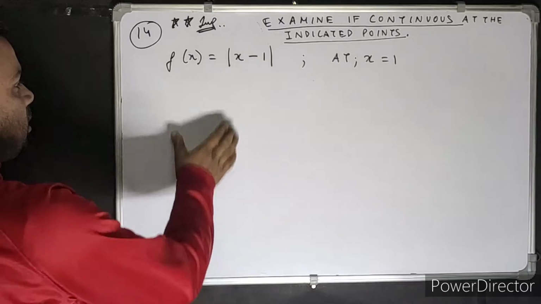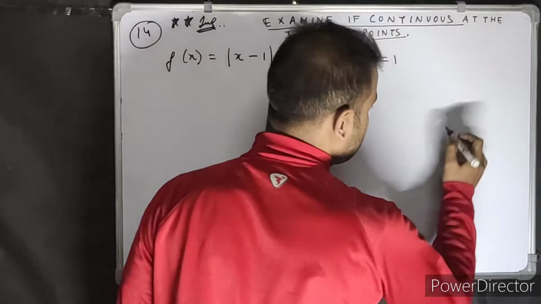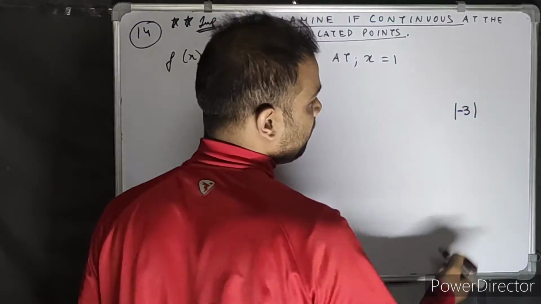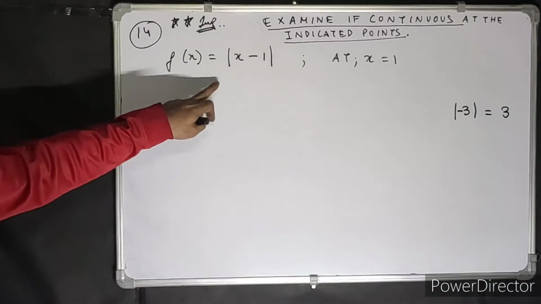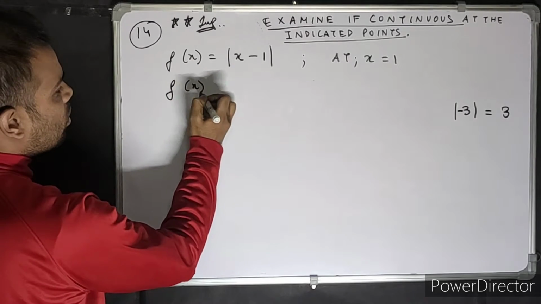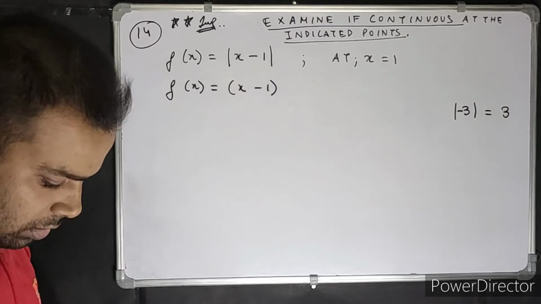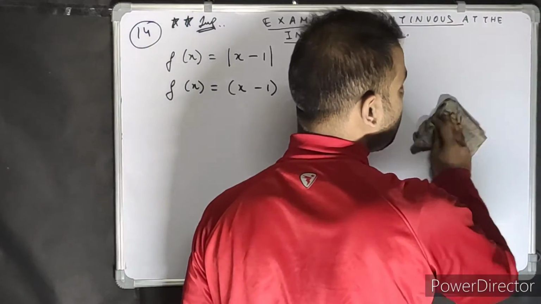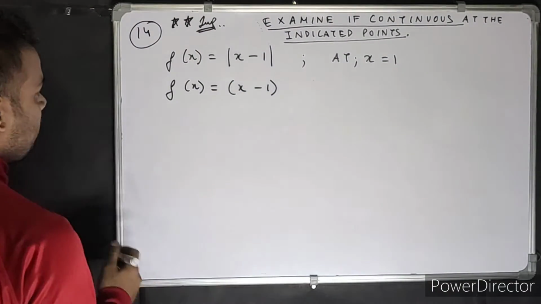So this is a modulus function. You have learned that any number inside the mod sign, even if it's negative, comes out as a positive. So this function, if you write it, will come out as a positive x minus 1. Now we have to check the continuity of this function at that indicated point.